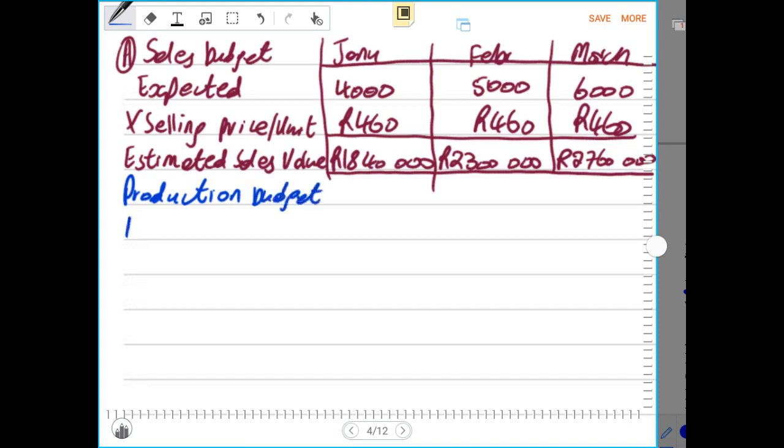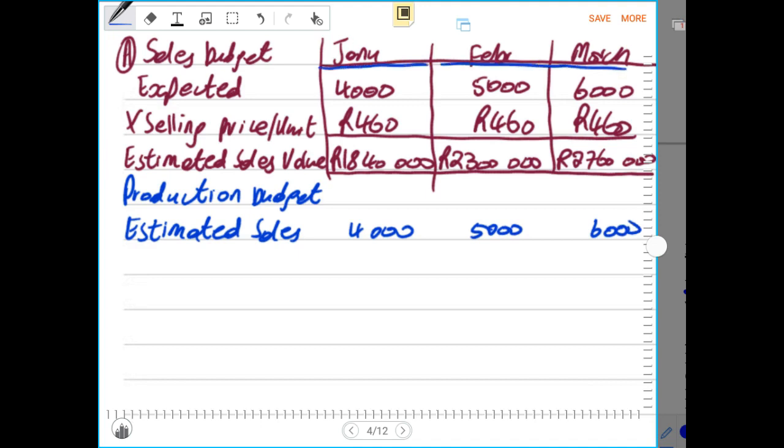And we know that this budget starts with the estimated sales. And our estimated, or expected, sales still remain at 4,000, 5,000, and 6,000. Remember, still for the same months, January, February, and March. Hence, I don't have to rewrite these 3 months.